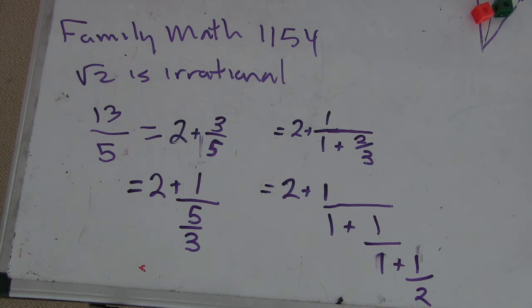That's 13 fifths. Okay, so now we're going to try to do the same thing for the square root of 2, and we're going to see what happens. Alright.